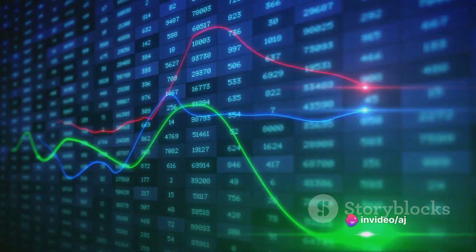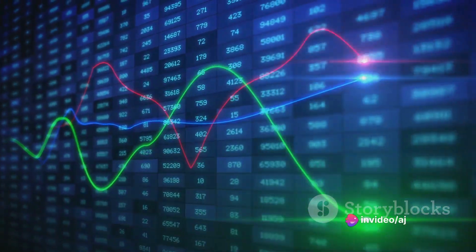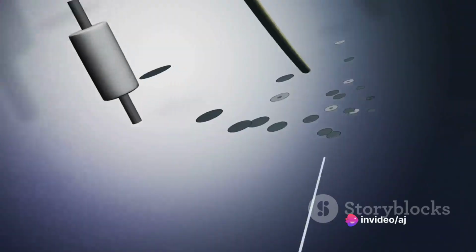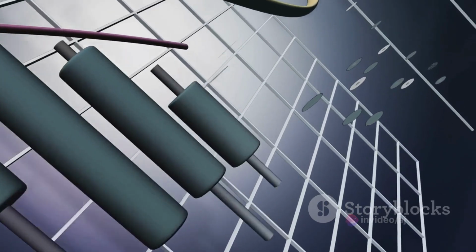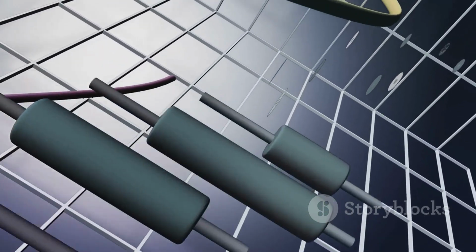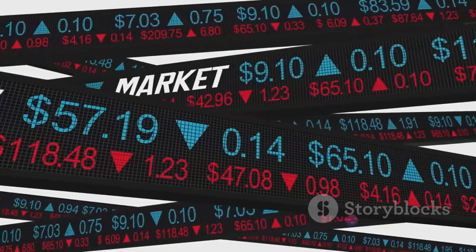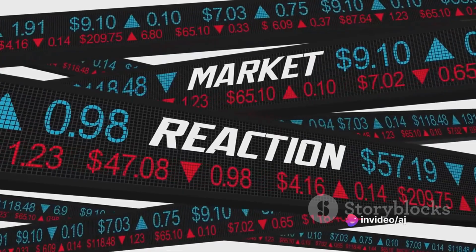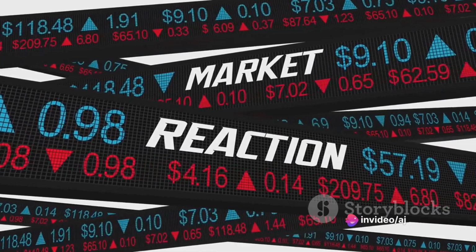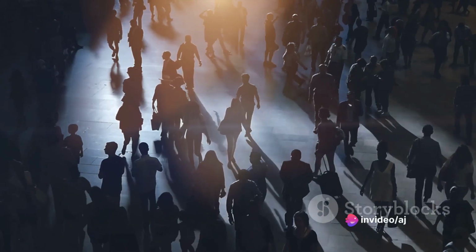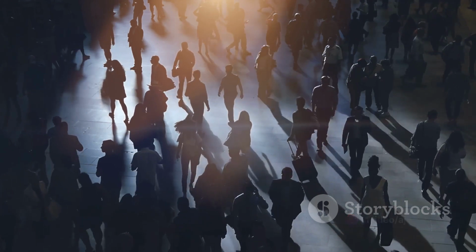Now let's talk about herd mentality. It's a phenomenon where investors follow what they believe others are doing rather than their own analysis. In other words, it's when people get swept up in the market's mood, whether that's a buying frenzy or a selling stampede. But beware, just because everyone is doing it doesn't mean it's the right move. Let's bring these concepts to life with a couple of case studies.